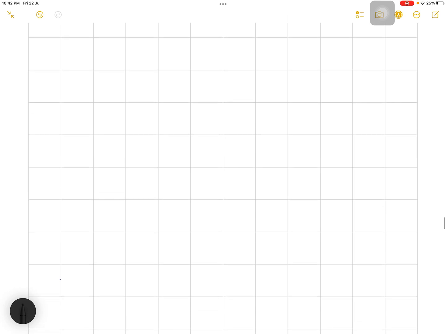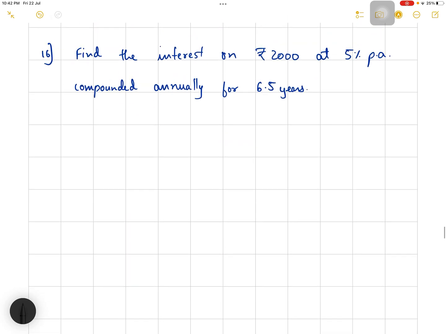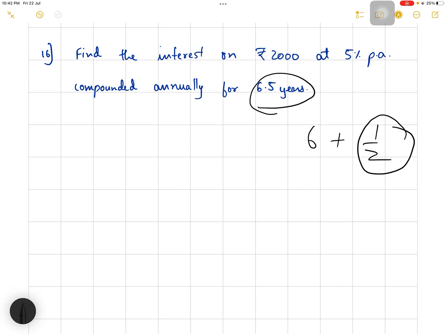Now let us solve the next problem. Find the interest on rupees 2,000 at 5% per annum compounded annually for 6.5 years. 6.5 years means it's 6 years and 6 months. Fine. So whenever there is a fraction, okay, it's 6.5, right? 6.5 years means 6 years plus half year. So there is a fraction there, it is not a whole year, correct?